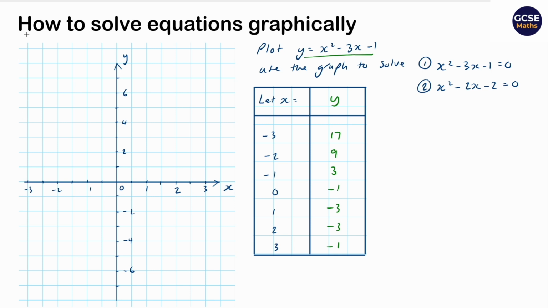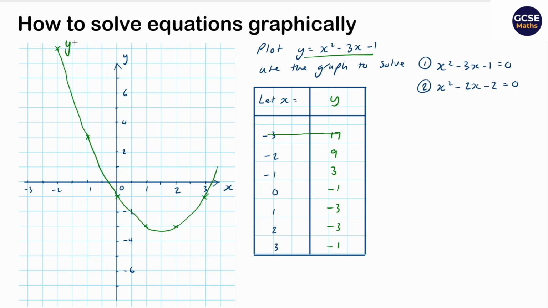-3, 17. I haven't got 17 on there, so I'm going to ignore that one completely. -2, 9. Well, I think I can probably manage that. -1, 3. 0, -1. 1, -3. 2, -3. Finally, 3, -1. Okay, we just draw that smooth curve back in. Okay, so there's the graph drawn.